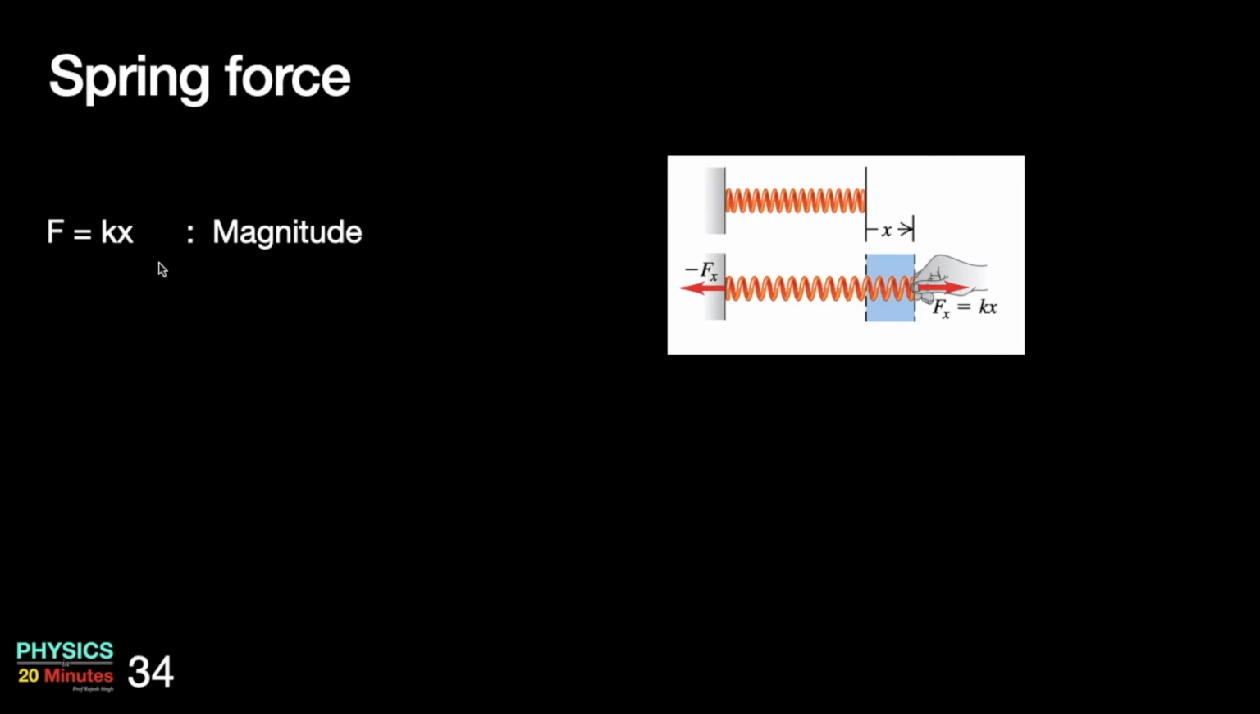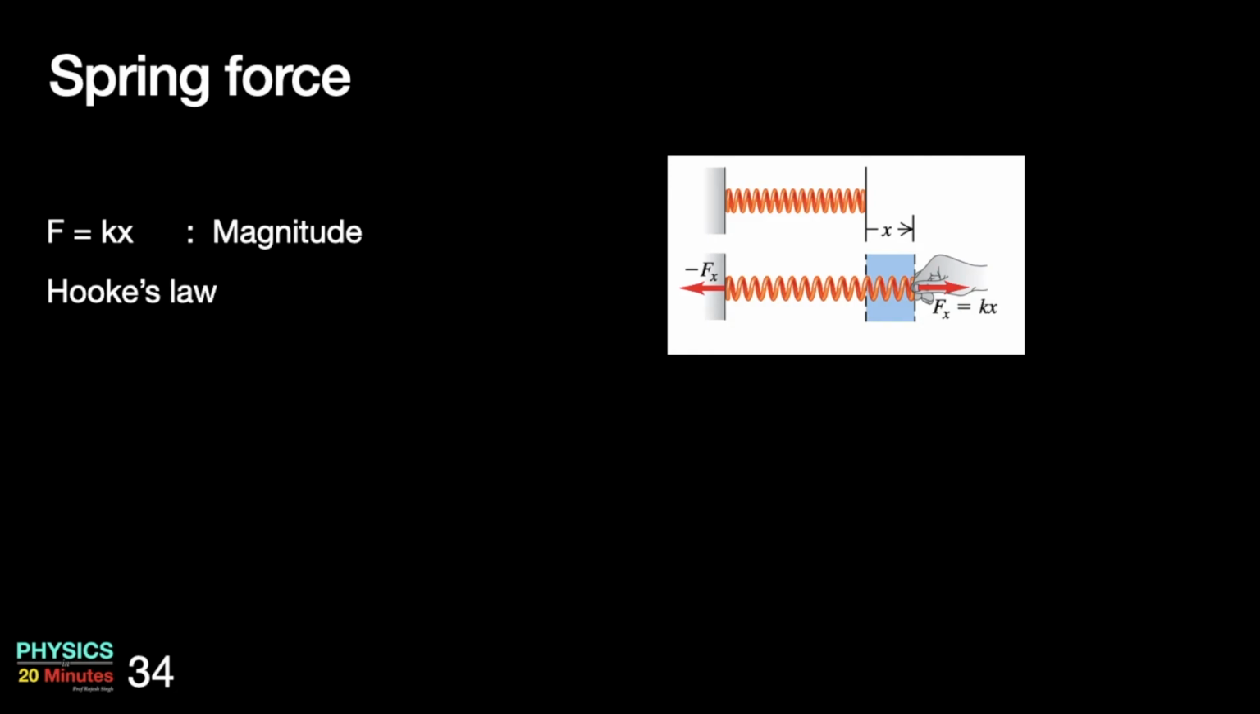So spring force can be given as F is equal to k times x, in magnitude. k is a constant called the spring constant, and it generally shows the stiffness of the spring. If the k value is large, the spring is going to be a stiffer spring, while if the k value is small, it is going to be a little loose spring. This is normally called Hooke's law.